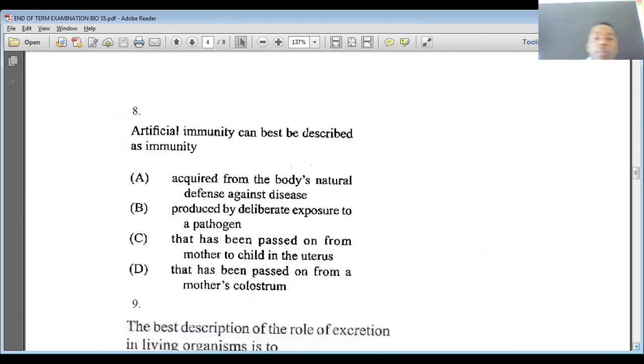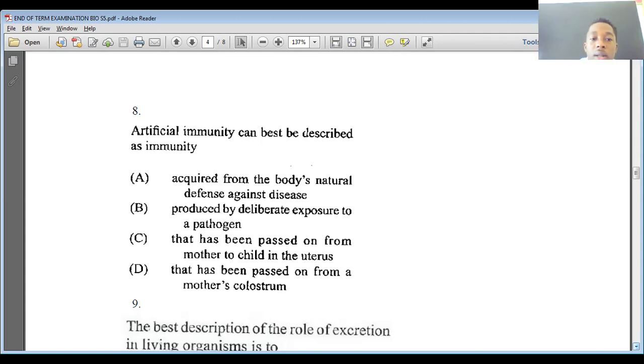Artificial immunity can be best described as what immunity? What's the answer here? Artificial immunity, now we know. Wait, hold on. Wait, it is. Oh, B.